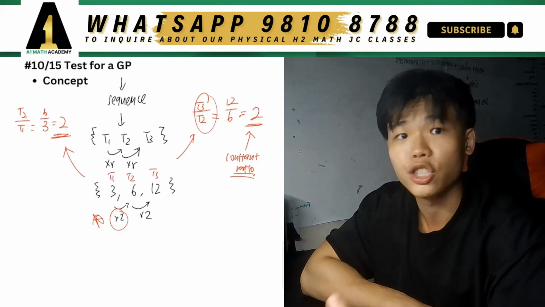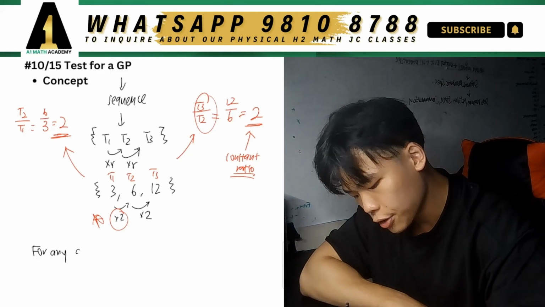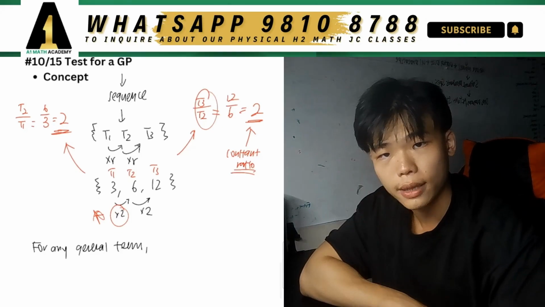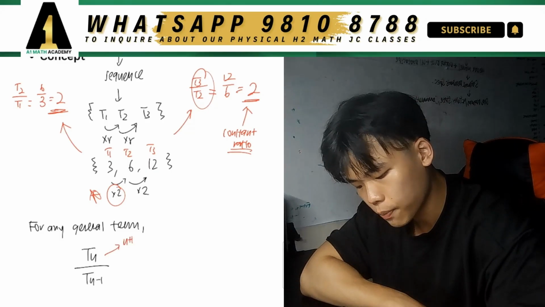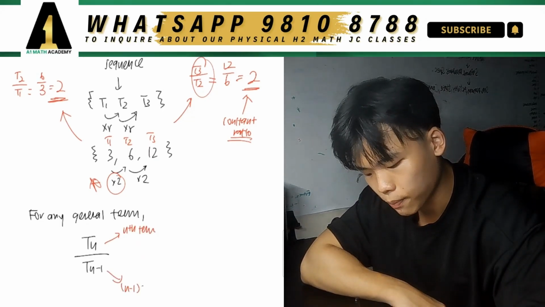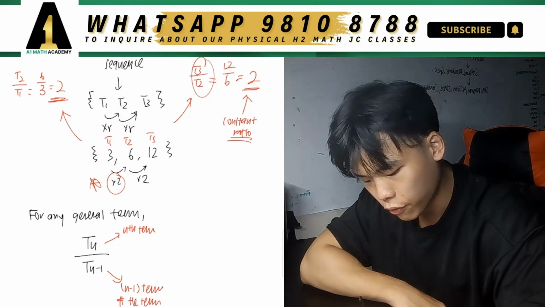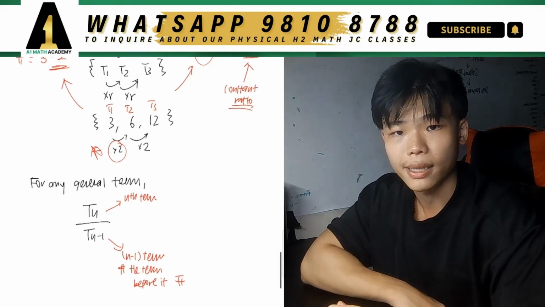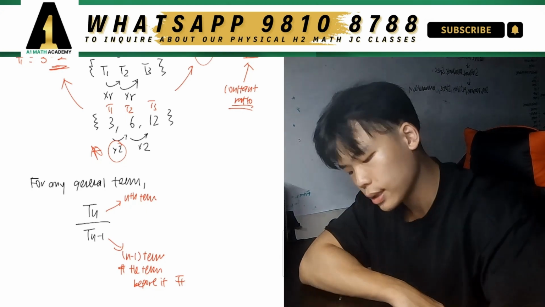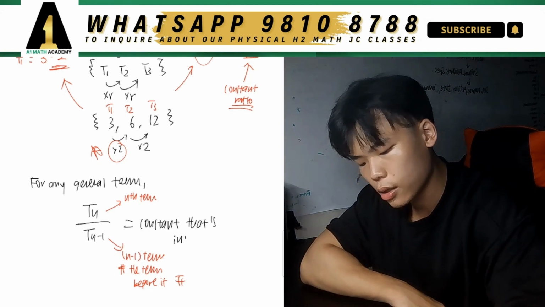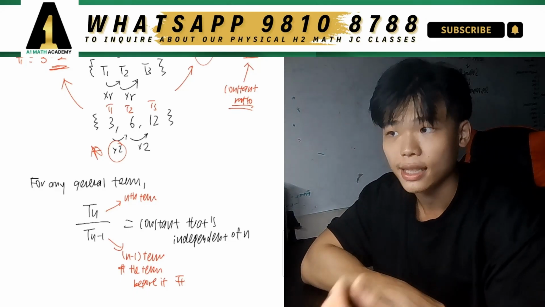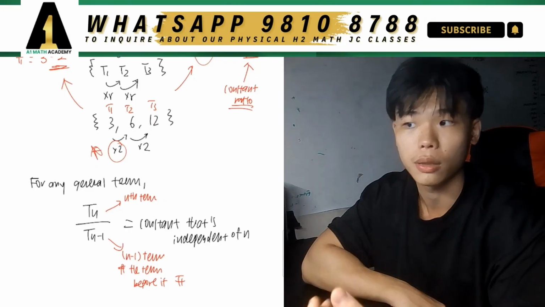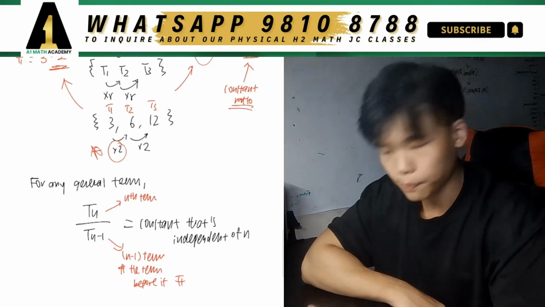So just to put it very generally, for any general term, whenever we take Tn divided by Tn minus 1, so we take the nth term and divide by the n minus 1 term, which is essentially the term before it, we will always get a constant that is independent of n. And as long as we get a constant that is independent of n, then we know that this is a GP. But if we do not get a constant independent of n, that means it has n, then it's not a GP. So let me just give you an example.